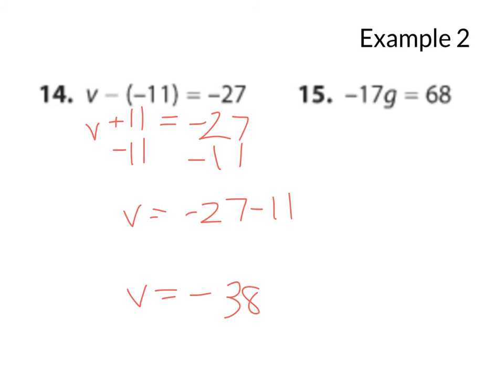Now for 15, I read this negative 17 groups of g. I know that there's a multiplication here, although you can't see it. I know it's negative 17 times g equals 68. Now what's the opposite or inverse of multiplication? I know that's dividing, and I'm going to divide by the same number, by negative 17, which means I need to divide this side by negative 17.